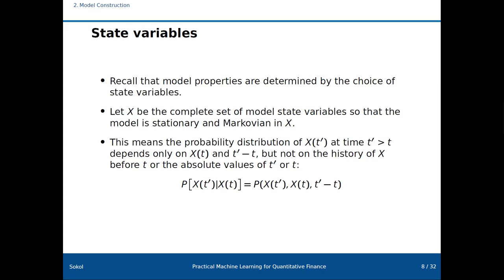First of all, model construction, right? This is a slide from yesterday. I wanted to recall it, and that's why I put it in today's presentation as well. For machine learning, model properties are determined by the choice of state variables. We don't have stochastic risk drivers to think of because we don't have any SDE. So the state variables define what the model is. And we will define a model such that it's Markovian and stationary in the state variable. In this case, the probability density that our model will learn is a function of the initial state, final state, and the difference in time.